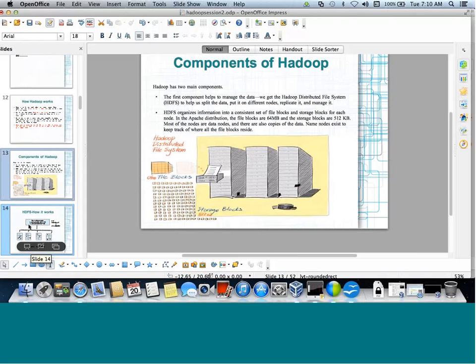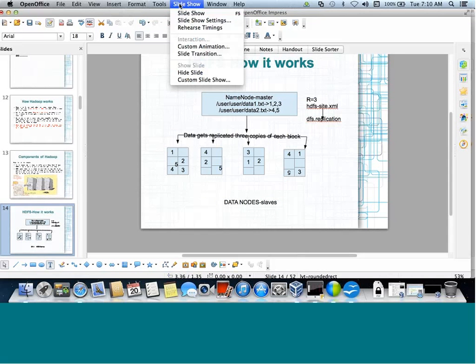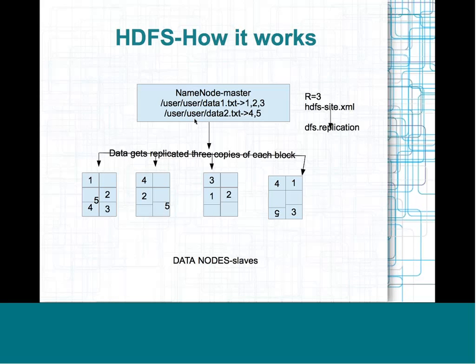Now comes how your HDFS actually works. Please see the diagram, because this part is probably the most complicated. I have tried something with a diagram so that you understand it better. You see the name node is the master node. Here you have two files, data1.txt and data2.txt. HDFS breaks data1.txt down into three blocks, 1, 2, 3, and data2 into two blocks, 4 and 5.